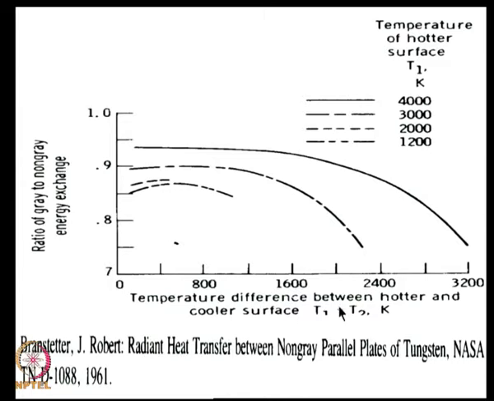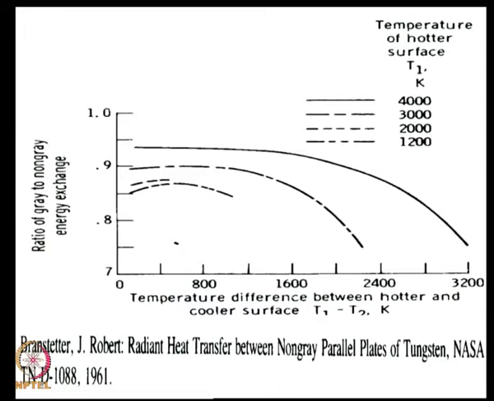So, this is good useful information we get from this report, that gray surface approximation is good if the temperature difference in the two plates is not large, less than 1000 degrees Kelvin, but as you go to higher and higher temperature difference, the gray surface approximation becomes worse and worse.